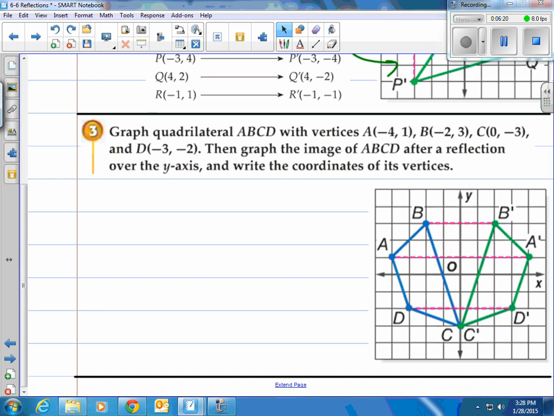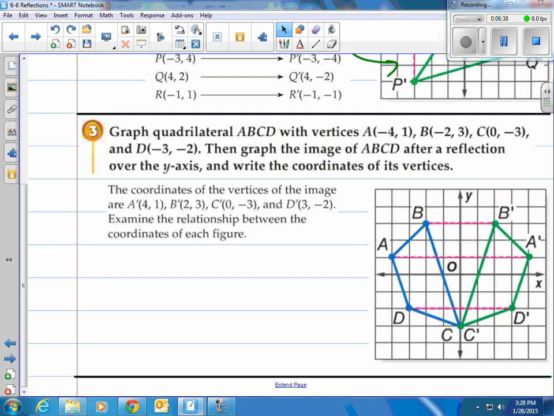It says, number 3, graph quadrilateral ABCD, which we did here in blue, with those vertices, those 4 points. Then graph the image of ABCD after reflection over the y-axis, which we did. You can see it there in the picture. And write the coordinates of its vertices. Well, we can write the coordinates. The coordinates, we already know A, B, C, and D. Now let's do the A prime, B prime, C prime, and D prime. Then you can see those are the points.